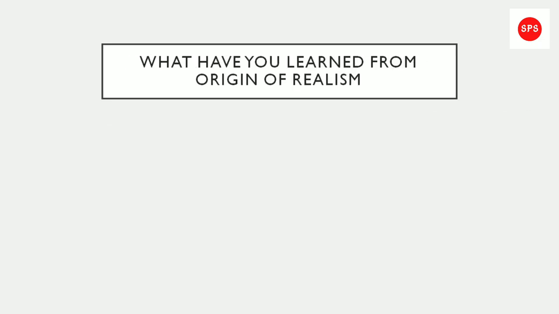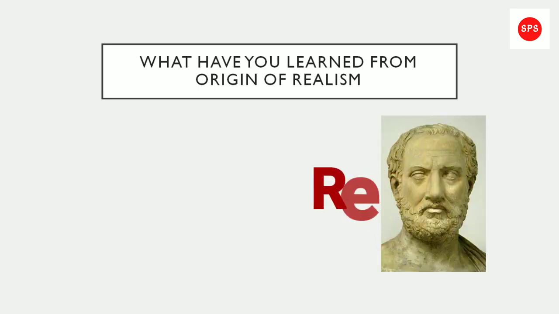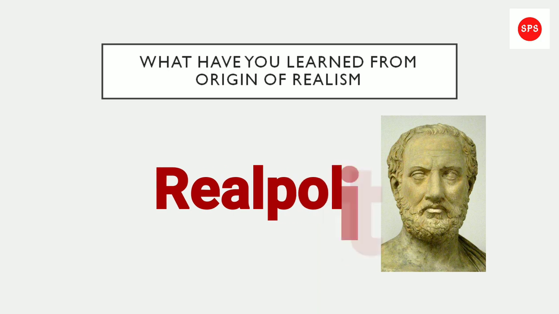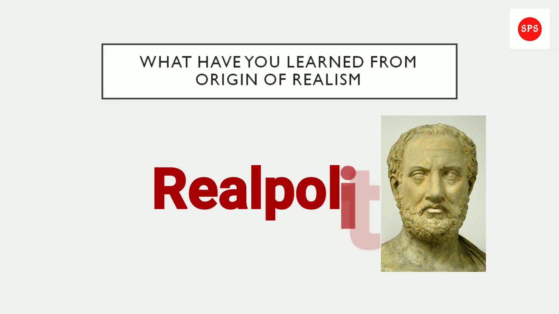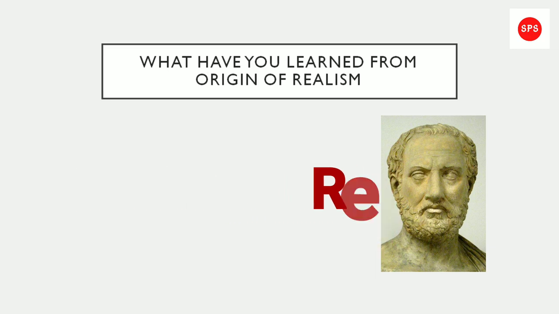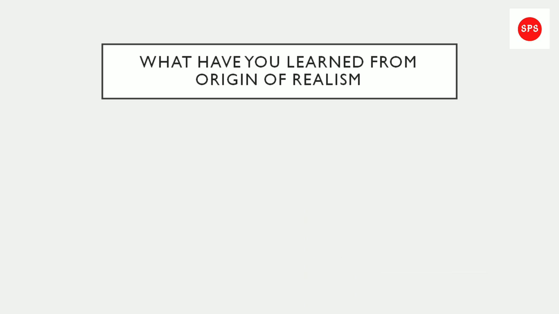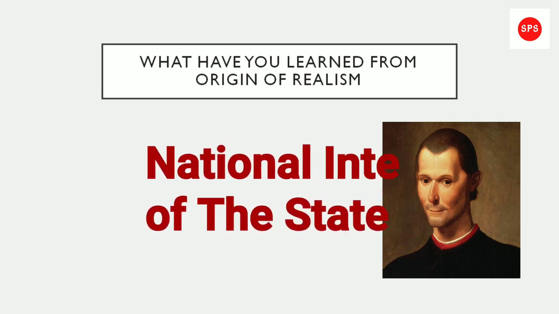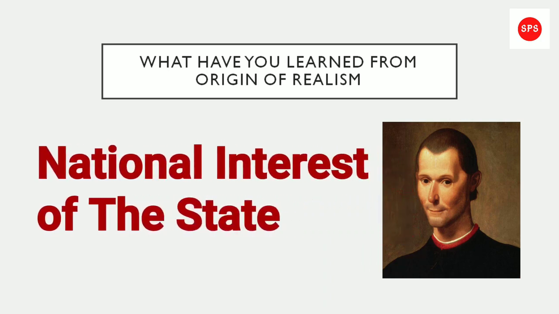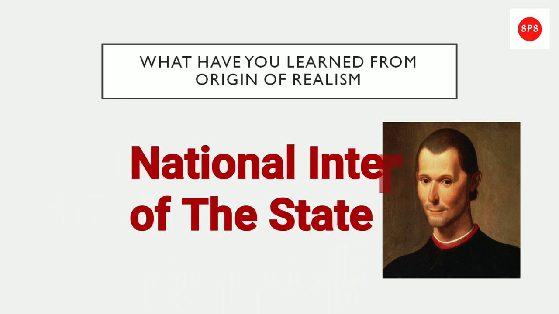So my friends, from the origin of realism, you have learned some basic points of realism. From Thucydides, you have got the point of realpolitik, which refers to the political realist perspective of looking at international politics from the viewpoint of human nature. The state behaves just like humans behave. From Machiavelli, we have got the notion of the interest of the state. That means national interest is the prime goal of a state.